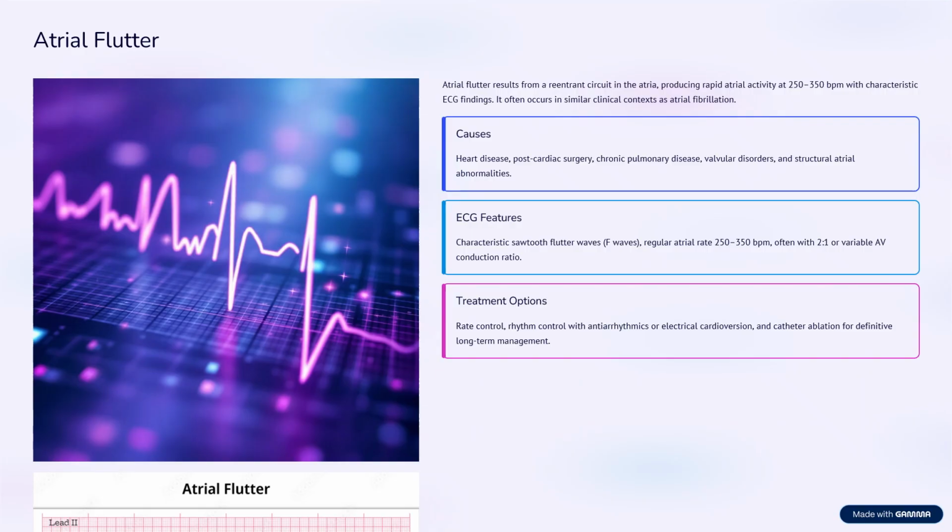Atrial flutter is another supraventricular rhythm that originates above the ventricles, usually from a single irritable focus in the atria, firing rapidly and repetitively. Instead of the normal sinus rate, the atria contract at about 250 to 350 beats per minute, creating a fast but organized rhythm.